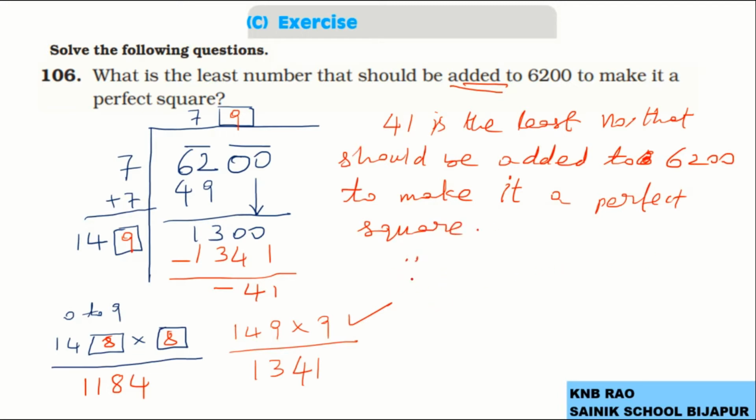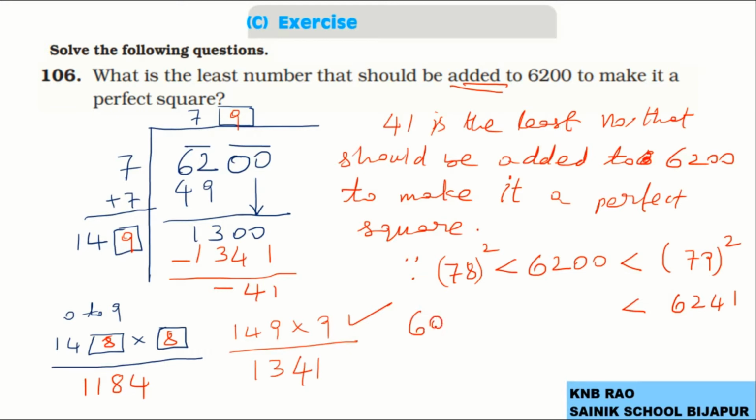Since 6,200 lies between 78 square and 79 square. What is 79 square? It is 6,241. You can cross check. And what is 78 square? It is 6,084.